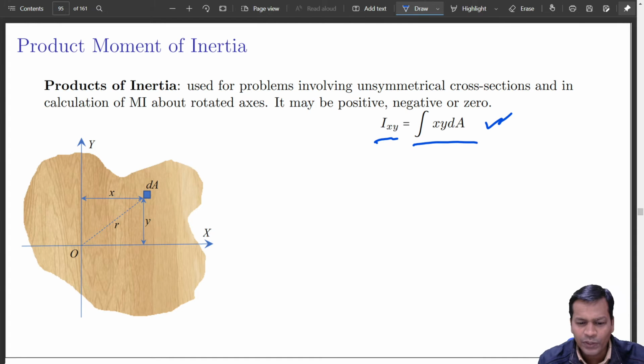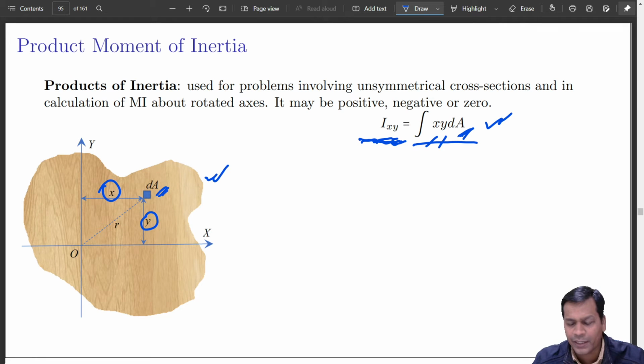Okay, so I want to find out the product moment of inertia Ixy. There is nothing called Ixy which is shown in this figure, so don't confuse it with the existing principal axes which are here. It is defined as Ixy equal to integral of xy dA, where both the distances will be taken, and dA is the small elemental area. We'll demonstrate by example how exactly to do it. Okay, this is how it is defined.